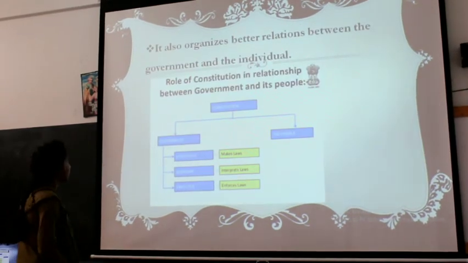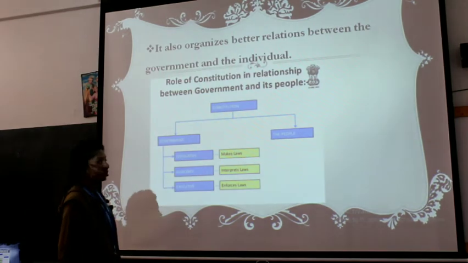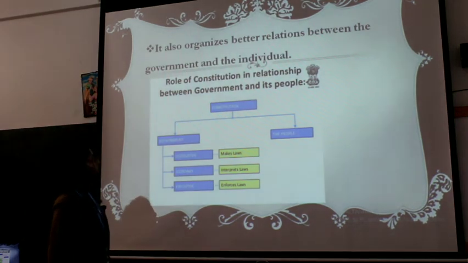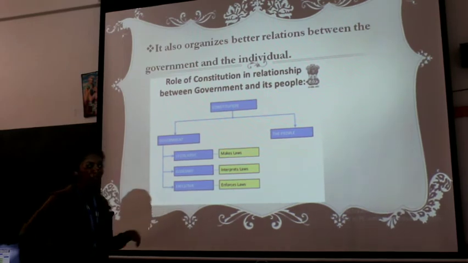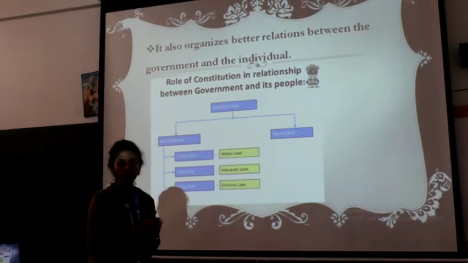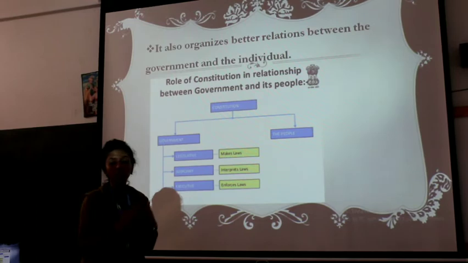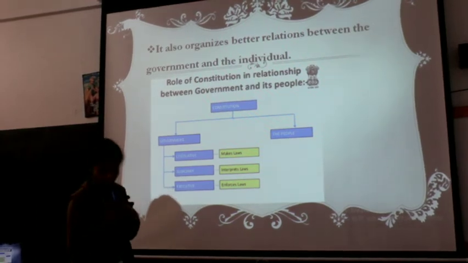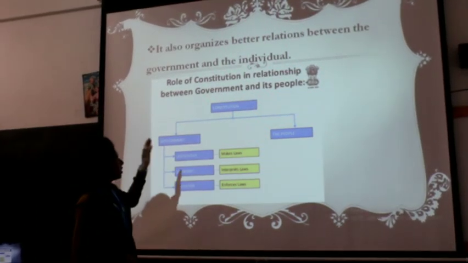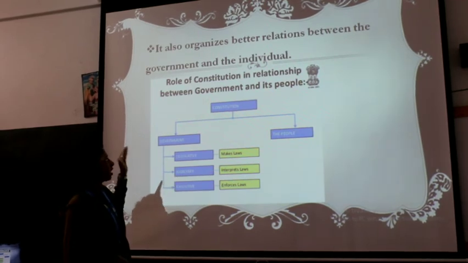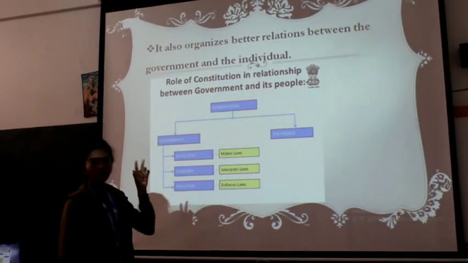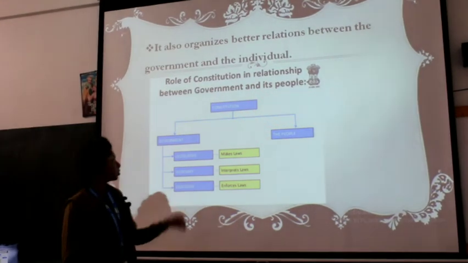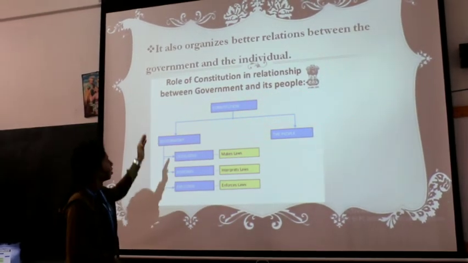The next point that we have to see here is that it also organizes better relations between the government and the individual. Now the constitution is like a bridge between the government and the common people. The common people, the individual, is us. So here it organizes a better relationship between the government and the individual. The government sets rules and we follow the rules. So the main component here is the constitution. Alright, so this is the role of the constitution.